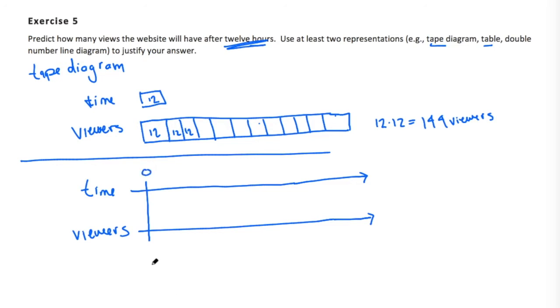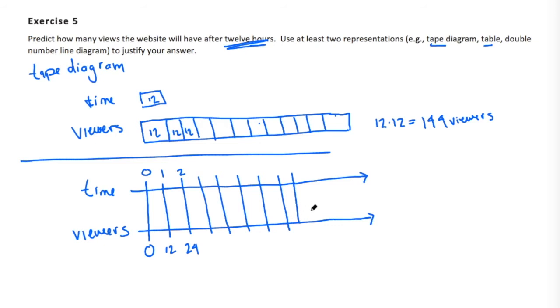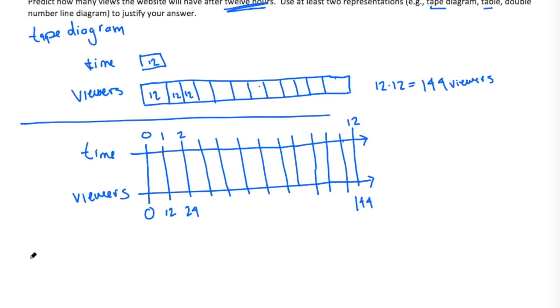So if there's 0 time, there are 0 viewers. If there is 1 hour, there are 12 viewers. If there are 2 hours, there are 24 viewers. And we keep going. 3, 4, 5, 6, 7, 8, 9, 10, 11, 12. Okay, so way out here, 12 hours, we know we're counting by 12 every time. Again, we'd get 144 viewers, matches up with 12 hours. So that's another representation.